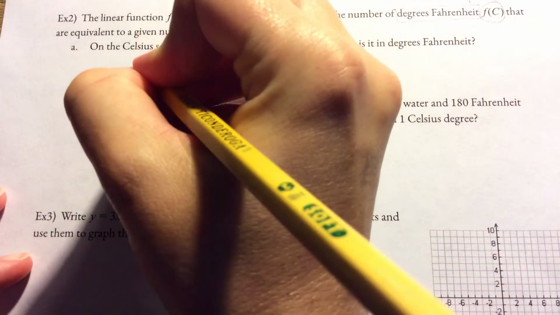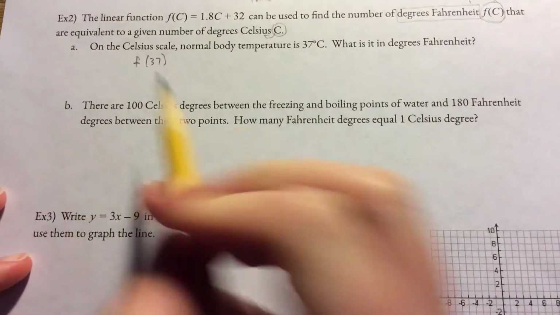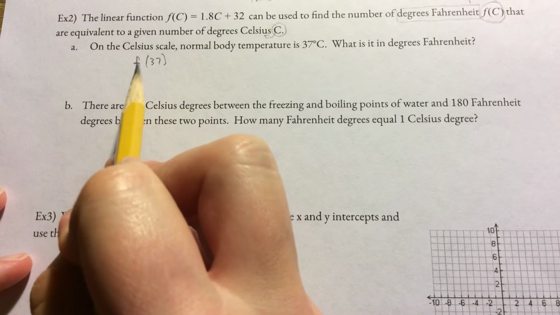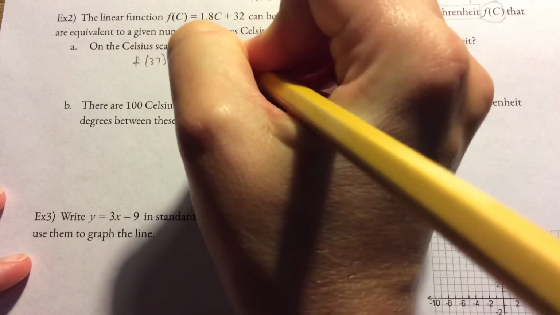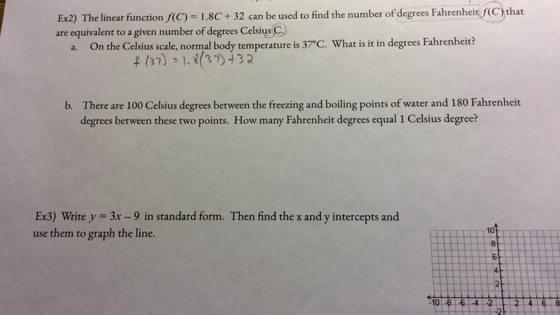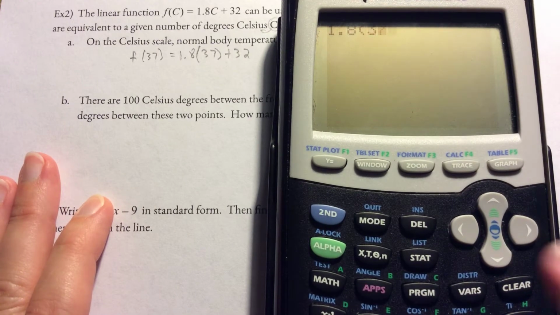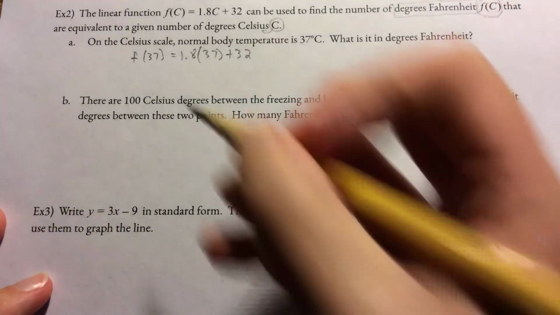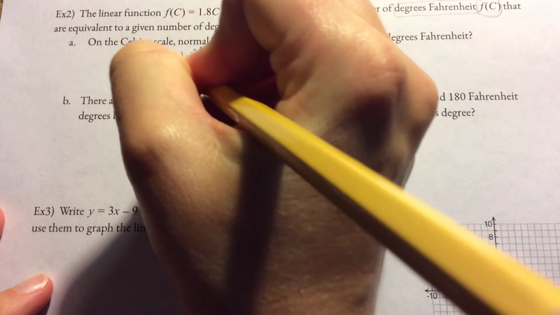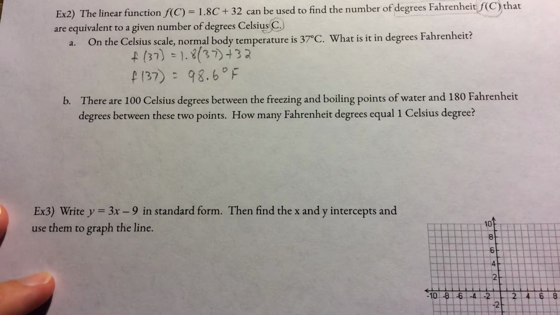So using my little function here, I'm going to take 37, since that's in Celsius, and we're going to substitute that in. So this is saying f of 37, meaning I'm taking my function and substituting in a 37. And then we're going to plug that into our handy dandy calculator. So we have 1.8 times 37 plus 32 is 98.6. Maybe you've heard that value before. That is normal body temperature in Fahrenheit, 98.6 degrees Fahrenheit.